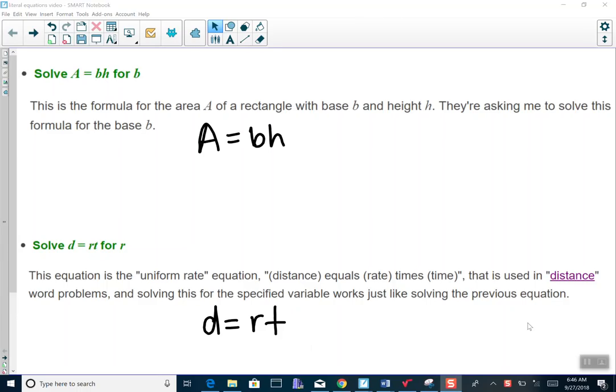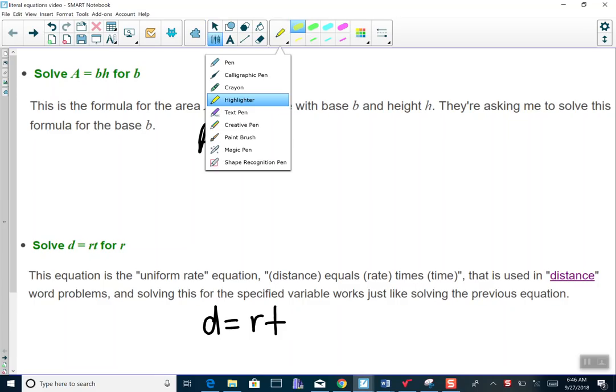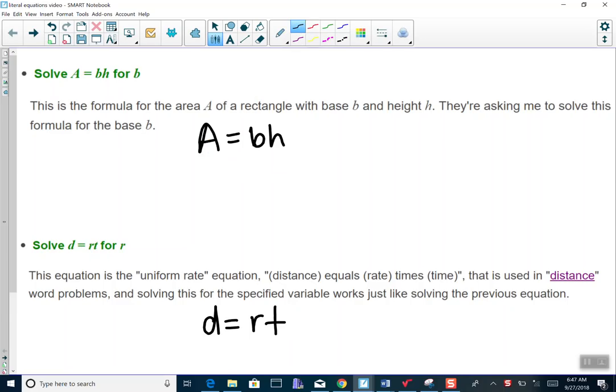Hey guys, in this video we are going to solve literal equations. Literal equations are basically equations that have more than one variable. A lot of times in real life they're formulas for things. For example, the first equation that we're looking at is A equals BH, which is the formula for area of a rectangle, where B is the base and H is the height.